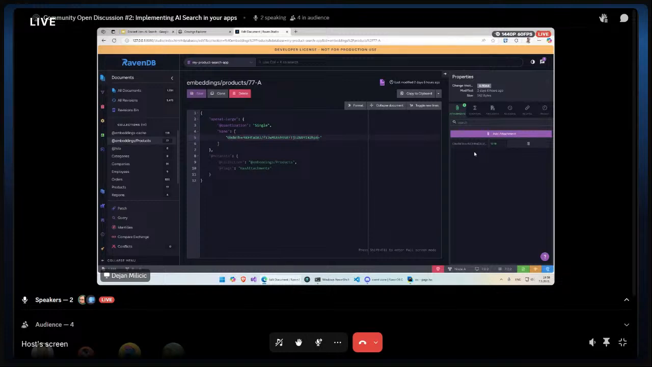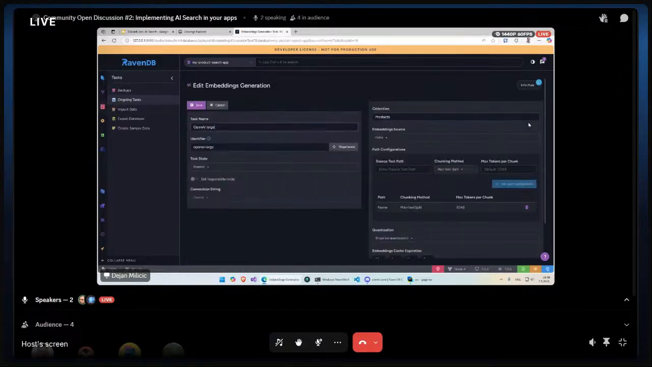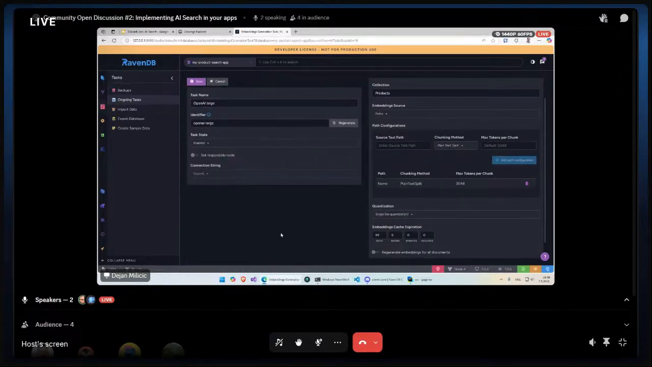And in the end, it comes down to setting things up once with the connection string pointing to an external text embedding model, defining this task where I essentially had to pick the connection string, pick the collection, and determine which field from products is going. And those are all decisions I had to make.